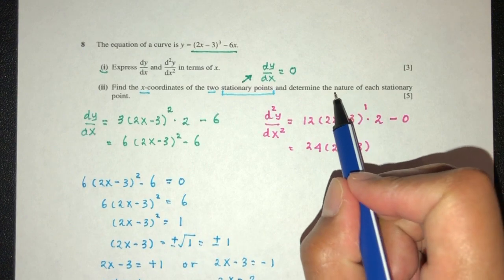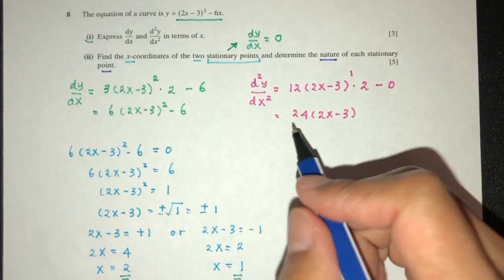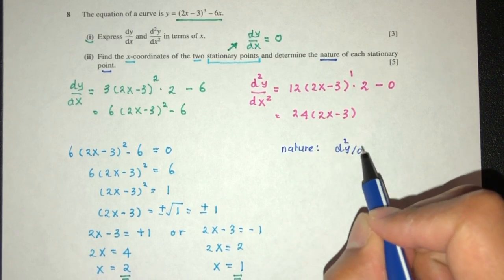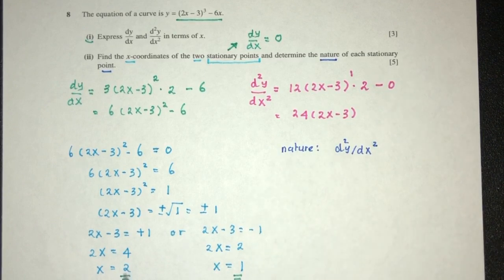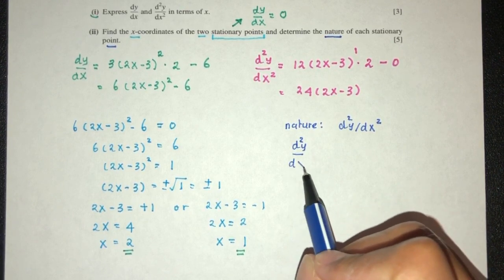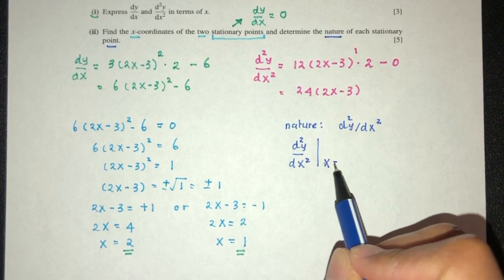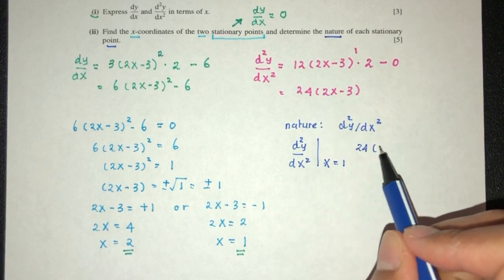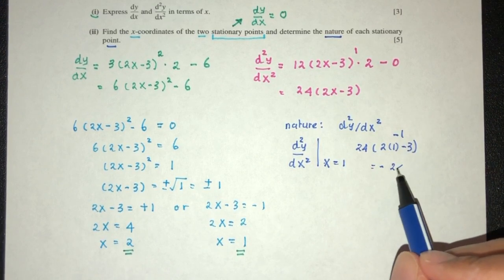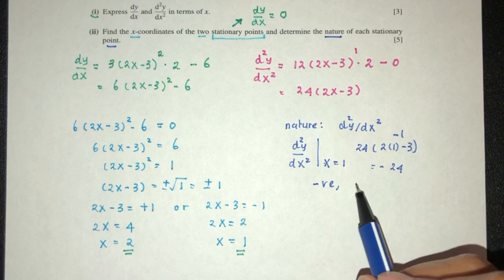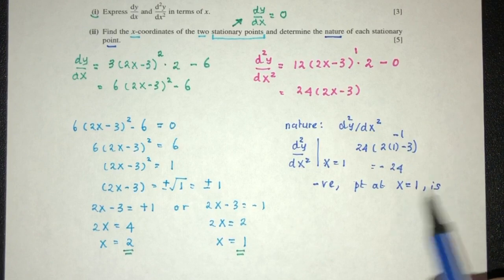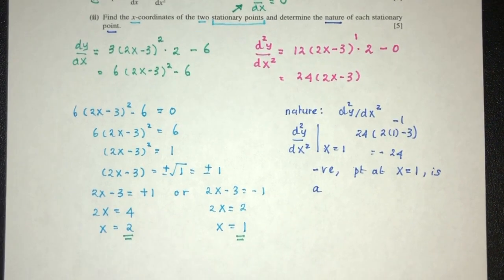Now we have to find the nature of each point. Whenever you hear nature, we have to use d2y by dx2. So at this point x is equal to the value of 1. So let's find this one. What is the d2y by dx2 when x is equal to 1? That will be 24 times (2 times 1 minus 3). That is minus 1, right? So that will be minus 24. So since it is negative, we conclude that the point at x equal to 1 is a maximum point.